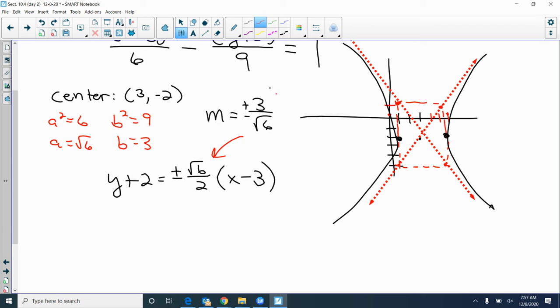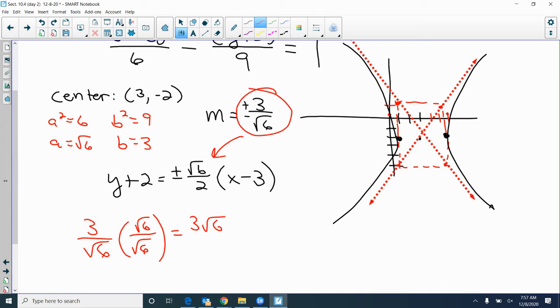And yep, because right here, this is the slope, but how did they get that? What did they do to get that? They rationalize the denominator, multiply by square root of 6 over square root of 6. So you get 3 radical 6 over 6, and that reduces to square root of 6 over 2. So if you were wondering why they had that instead of 3 over square root of 6, what they did was they rationalized. I wouldn't be too concerned if you left it like that. I just want to make sure you understand where they got that.